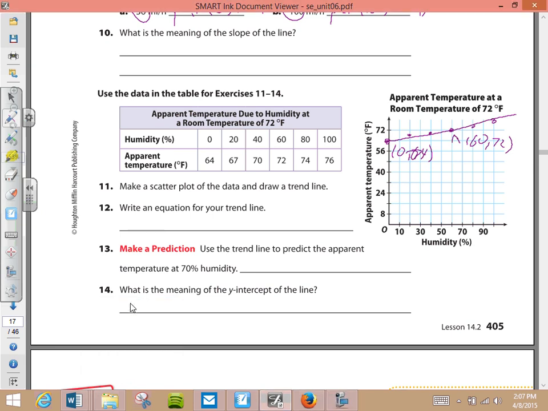All right. Make a scatter plot. We did. Draw a trend line. We did. Write the equation. No, we didn't. We have the values. This is 1 and this is 2. So you do 72 minus 64 over 60 minus 0. So you get 8 over 60. You can simplify it to 4 over 30 or 2 over 15. So you can say y equals 2 over 15 x.